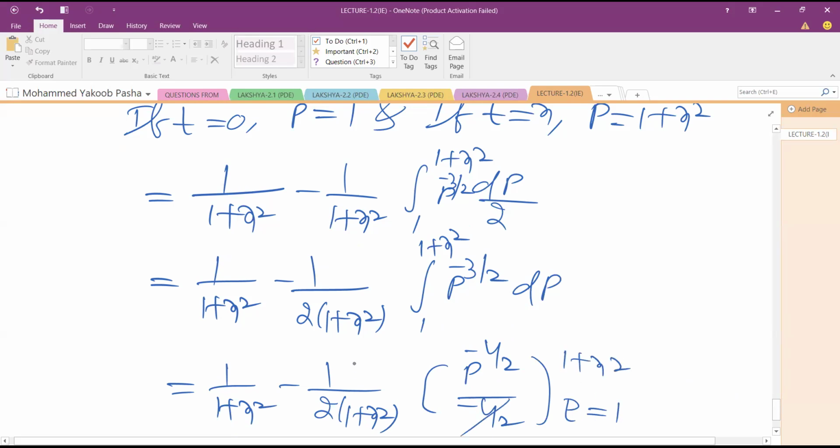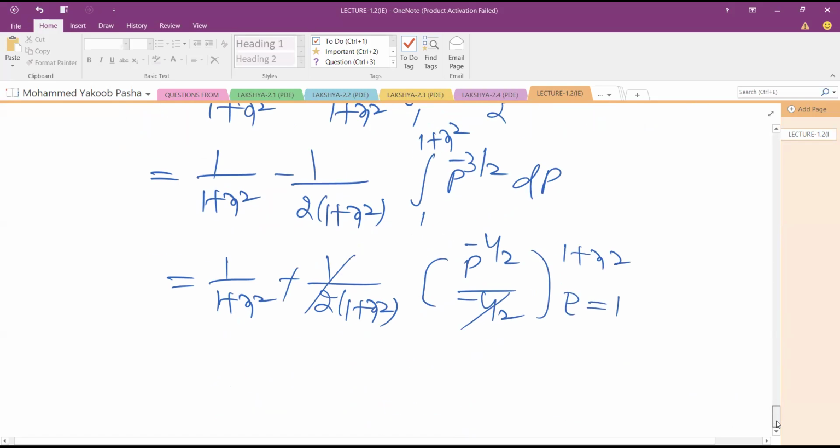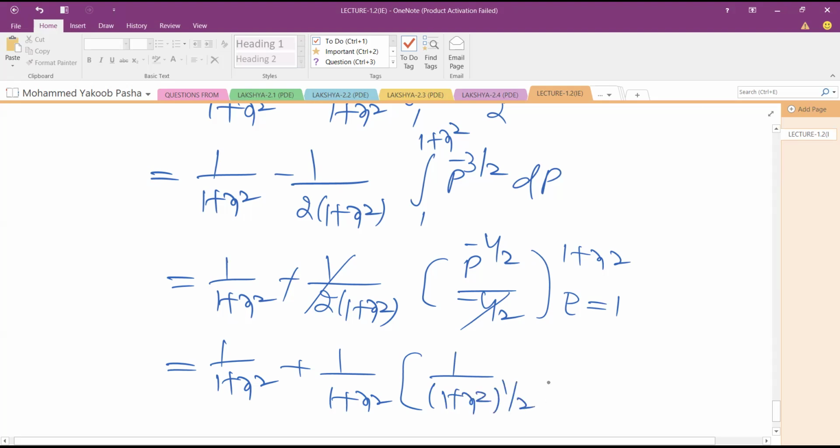Here minus 1 by 2 and minus 1 by 2 will be cancelled. This becomes plus. Okay, so this is equal to 1 by 1 plus x square. Here 1 by 1 plus x square, upper limit is 1 plus x square whole power 1 by 2, becomes 1 by 1 plus x square whole to the power of 1 by 2 minus 1 by 1. Okay, that means 1 only.